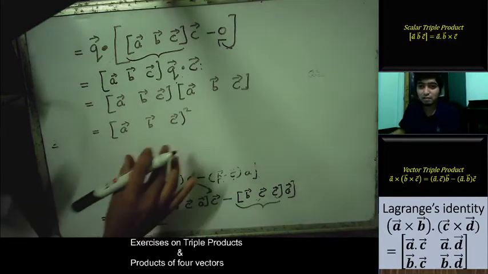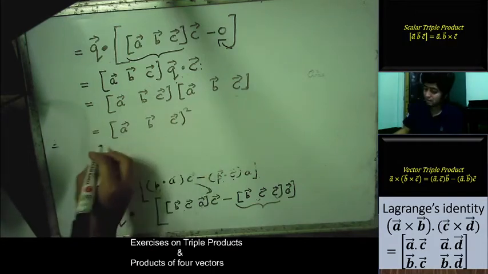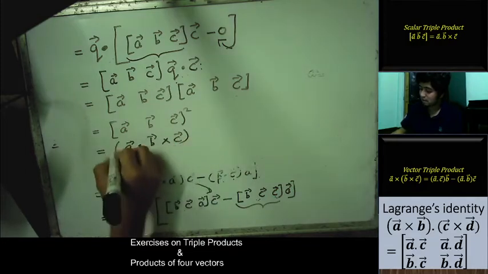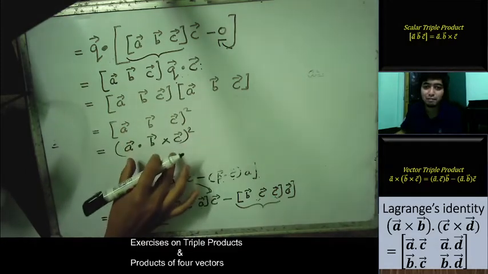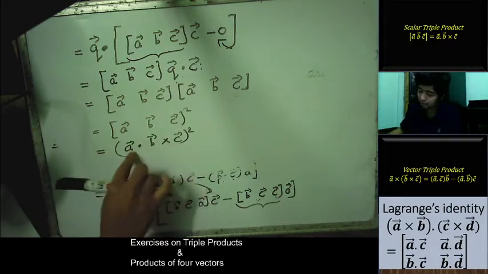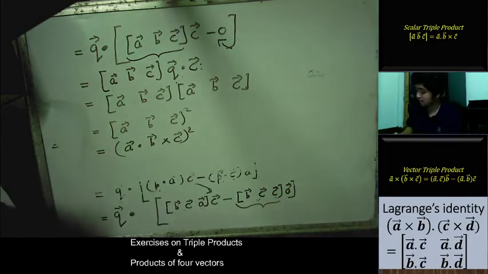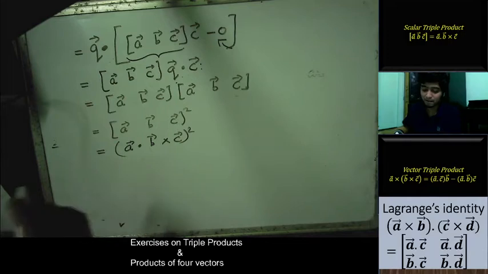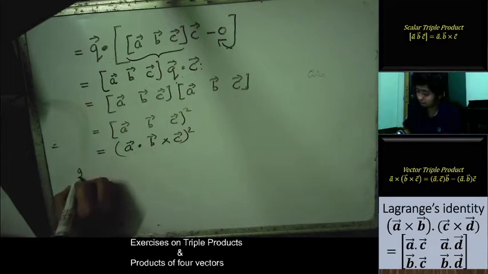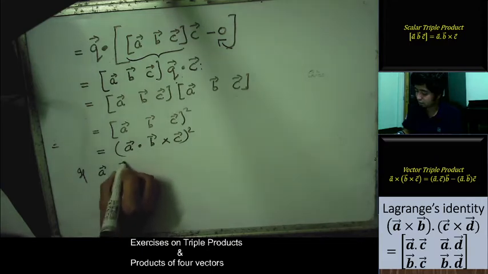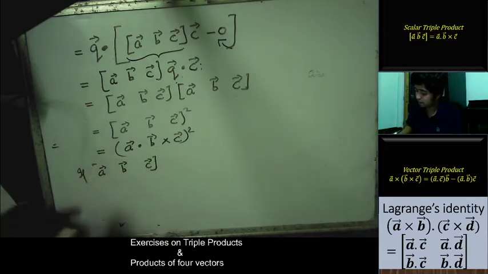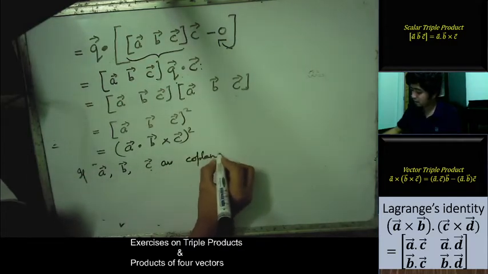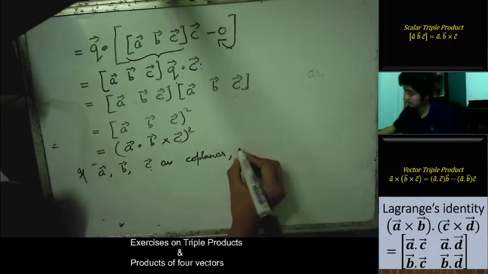So this completes the proof, which is the question: a dot b cross c whole square, because the box product can be written like this. And also, if you remember, we can even interchange the dot and the cross. Now the follow-up question is, what happens if a, b and c are coplanar? If a, b and c are coplanar, then the box product is 0.